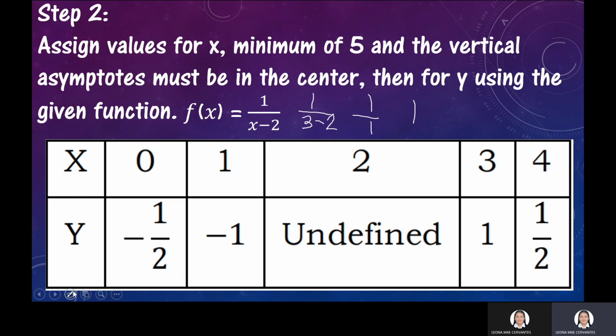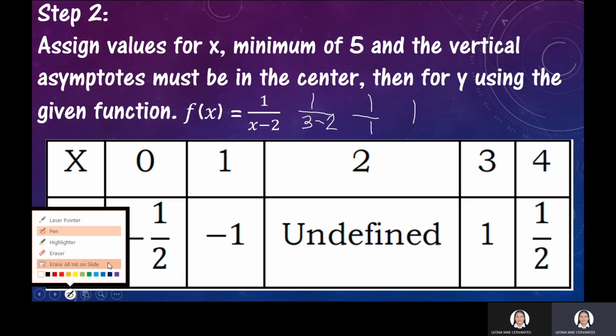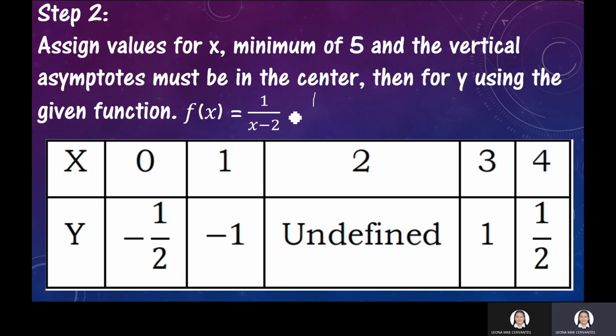Next, last one, 1 over 4 minus 2. 4 minus 2 is positive 2. So, we have 1 over 2, or positive 1 half. So, y is equal to positive 1 half.